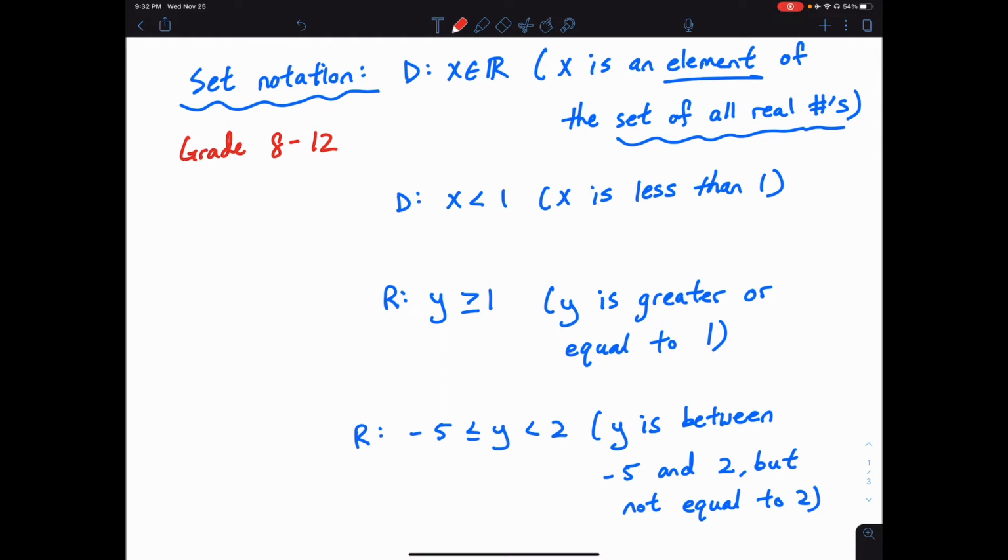Remember, domain is always with x material, range is always with y material. So you might have y ≥ 1, written like this. You might as well have something like -5 ≤ y < 2, where y is being sandwiched between a minimum and a maximum value. So again, we can read that as y is between -5 and 2, but not equal to 2. You see that there's a less than or equal to line for -5, but for the 2, there's no equal line there.